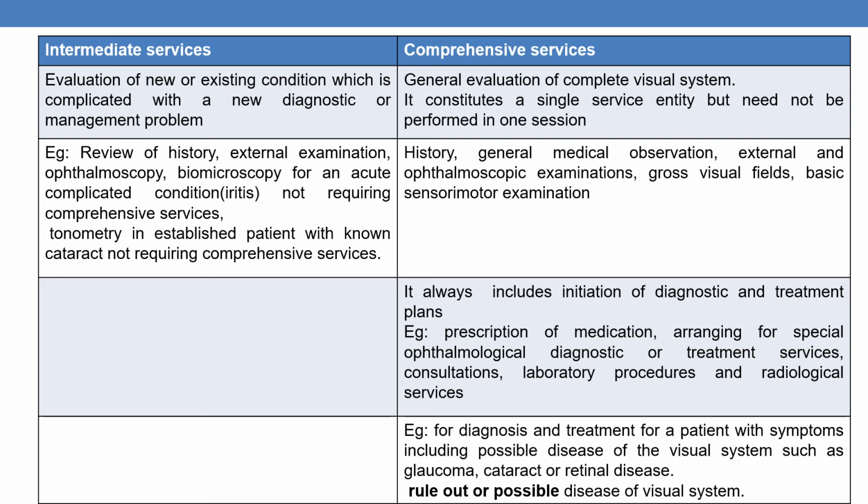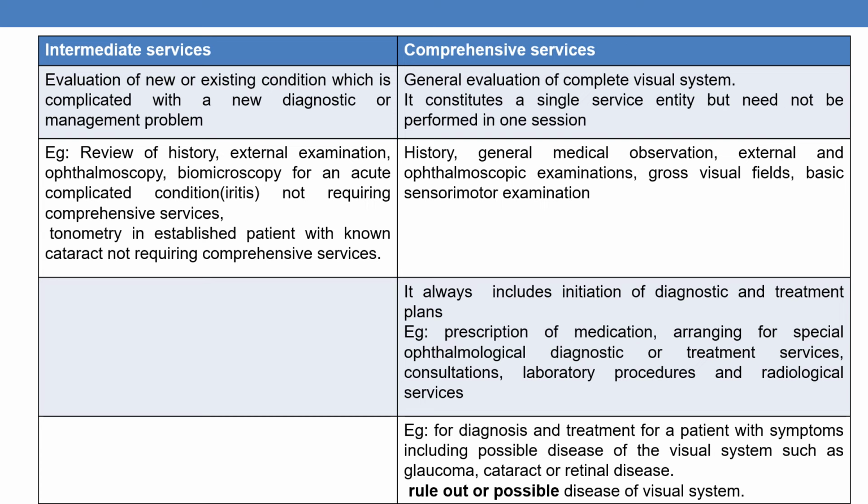For example, review of history, external examination, ophthalmoscopy, biomicroscopy for an acute complicated condition, for example iritis, not requiring comprehensive services. That is one example. The second example is tonometry in an established patient with known cataract not requiring comprehensive services. These are the examples for intermediate services.